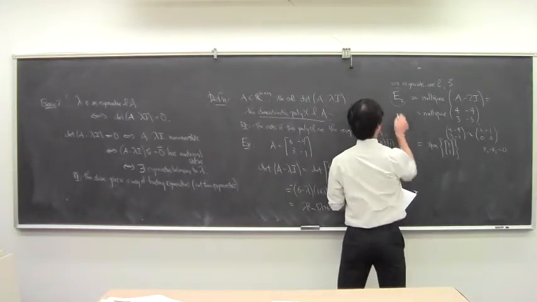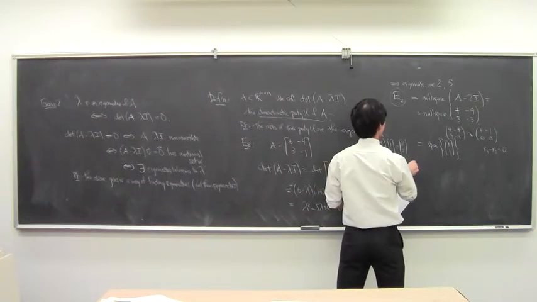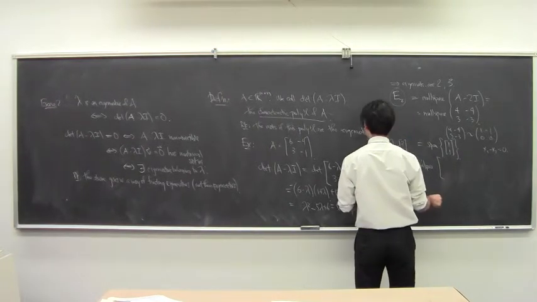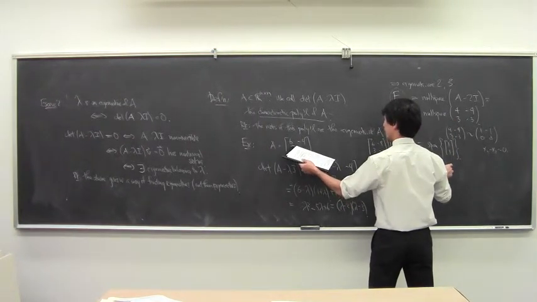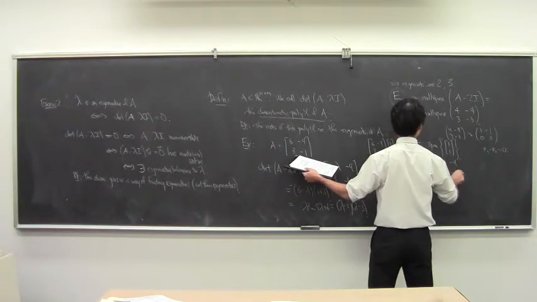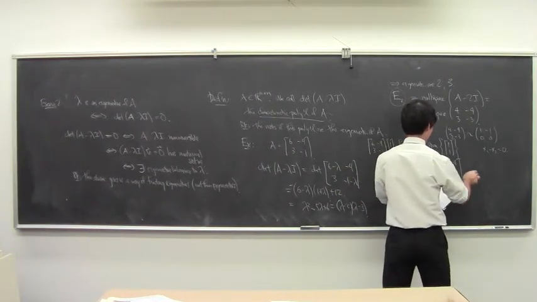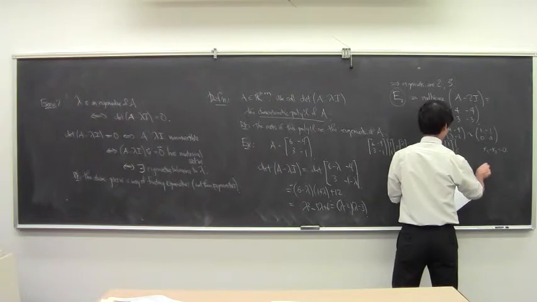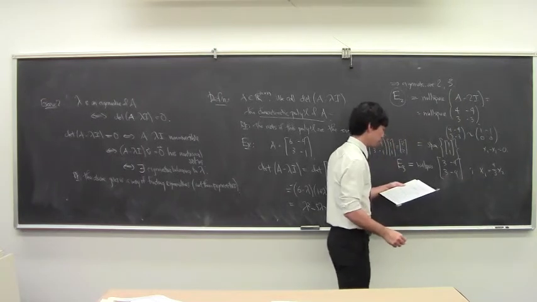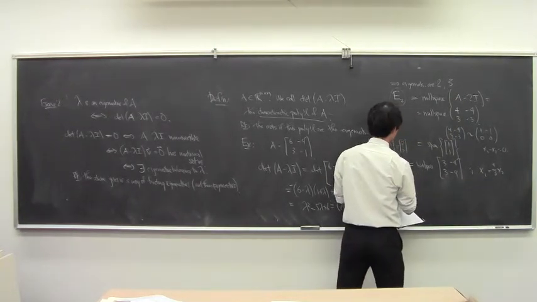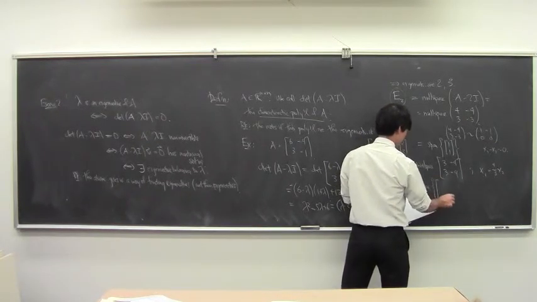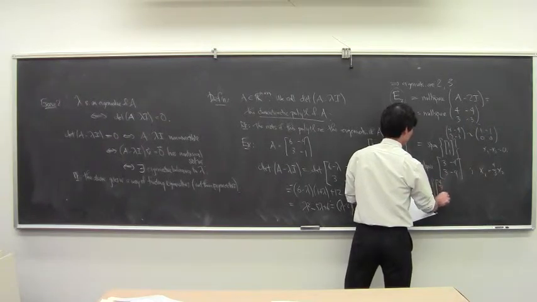And so that's one eigenspace, and then we have another eigenspace, E3. E3 is going to be the null space of A minus 3I. A minus 3I is going to be 3, -4, 3, -4. So that tells you that x1 is going to be 4/3 x2, and so E3 is going to be the span of (4/3, 1).